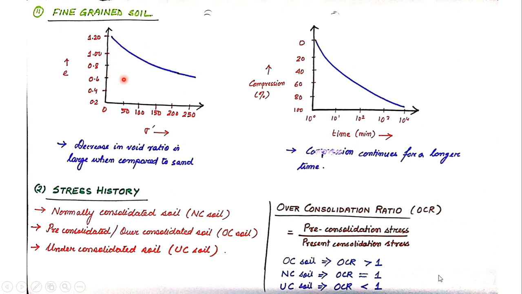Now why is it so? It is because, if you remember from the class on permeability, K for fine grain soil is very less as compared to K of coarse grain soil.